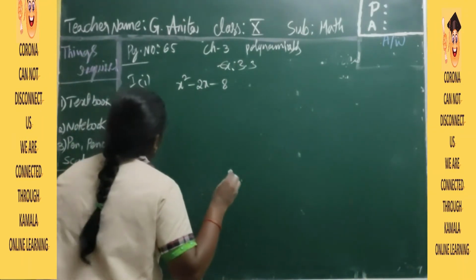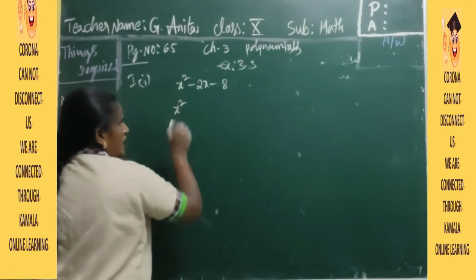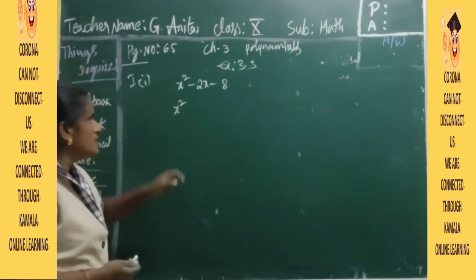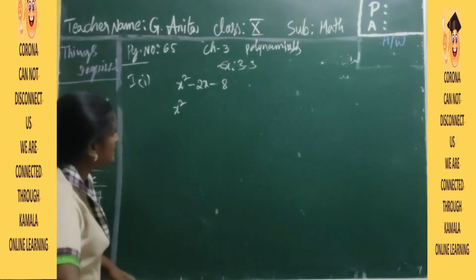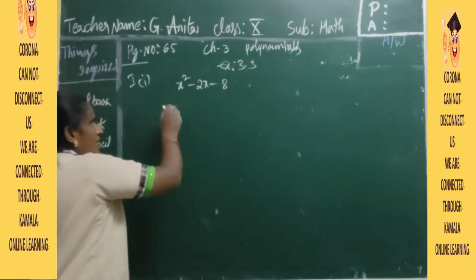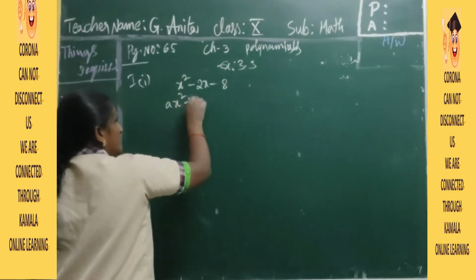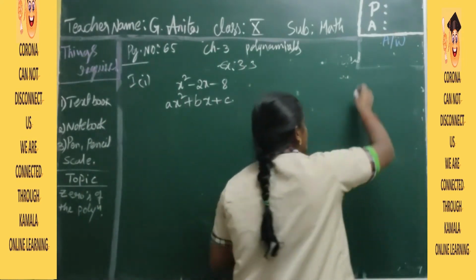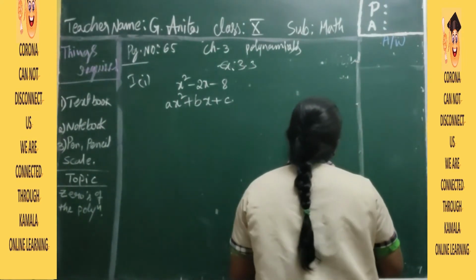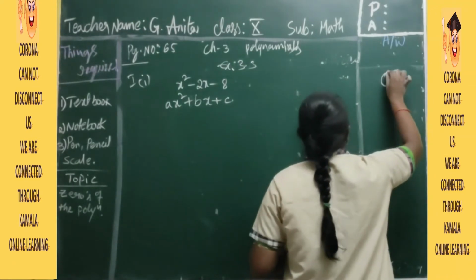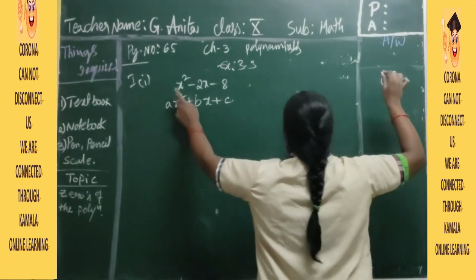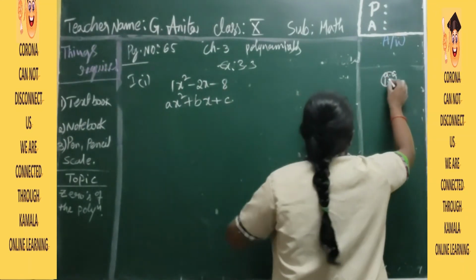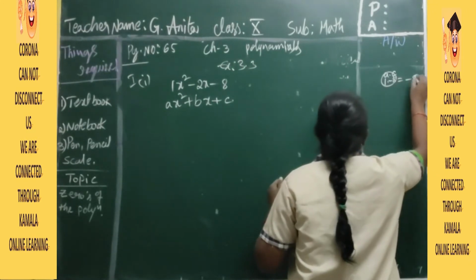So you have to observe. How to find out zeros of the polynomial? I will tell you in shortcut method, children. Already I said so many times. So this given equation is compared with ax square plus bx plus c. So a into c. What is the a into c here? A value is 1, c value is minus 8. So what we got? Minus 8 we got.